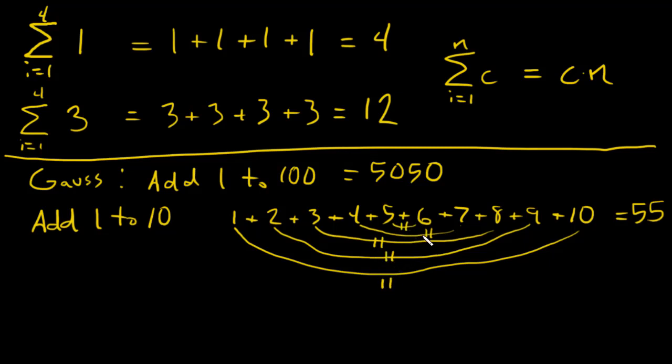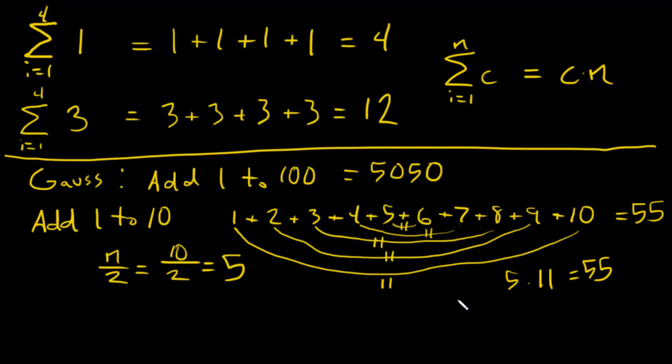So how many 11s do we have? Well, we have 5, but an even easier way is, these are all pairs. How many pairs do we have if we add up numbers from 1 to 10? Well, there are 10 numbers, so how many pairs are in 10 numbers? Exactly. N divided by 2. 10 divided by 2, 5 pairs. So 5 times 11 equals 55. Okay?